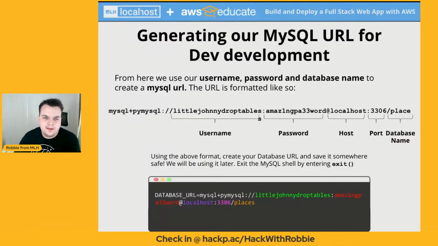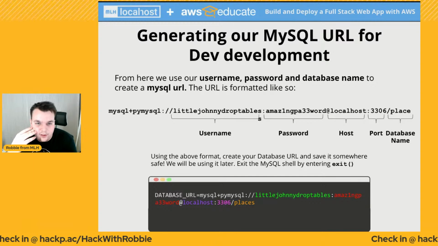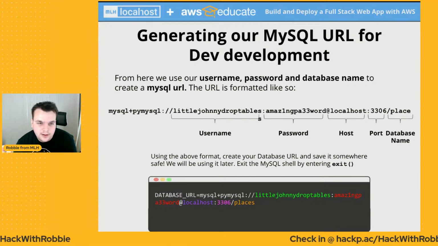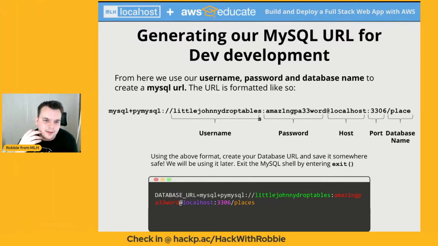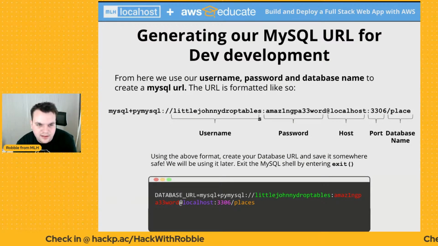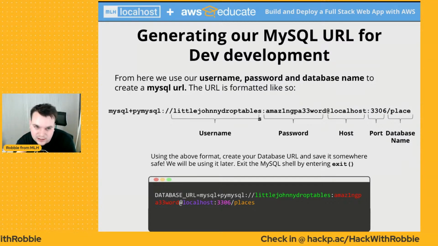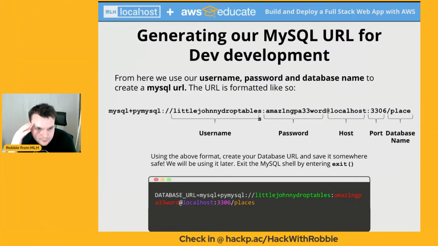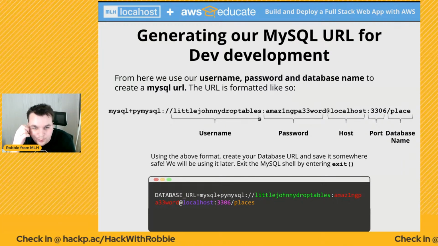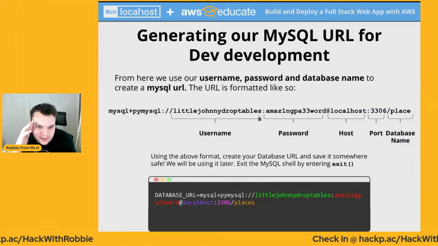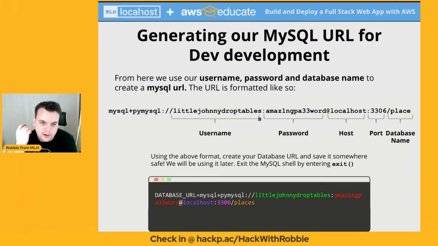Generating our MySQL URL for development. From here, we use our username and password and database name to create a MySQL URL. The URL is formatted like so. There's this weird, massive long thing at the beginning, mysql plus pymysql, and then a colon and two slashes, like any normal URL. So we've got username, colon, password, at host, so localhost, colon port, slash the database name. Now, using this above format, we're going to create our own database URL and save it somewhere safe.